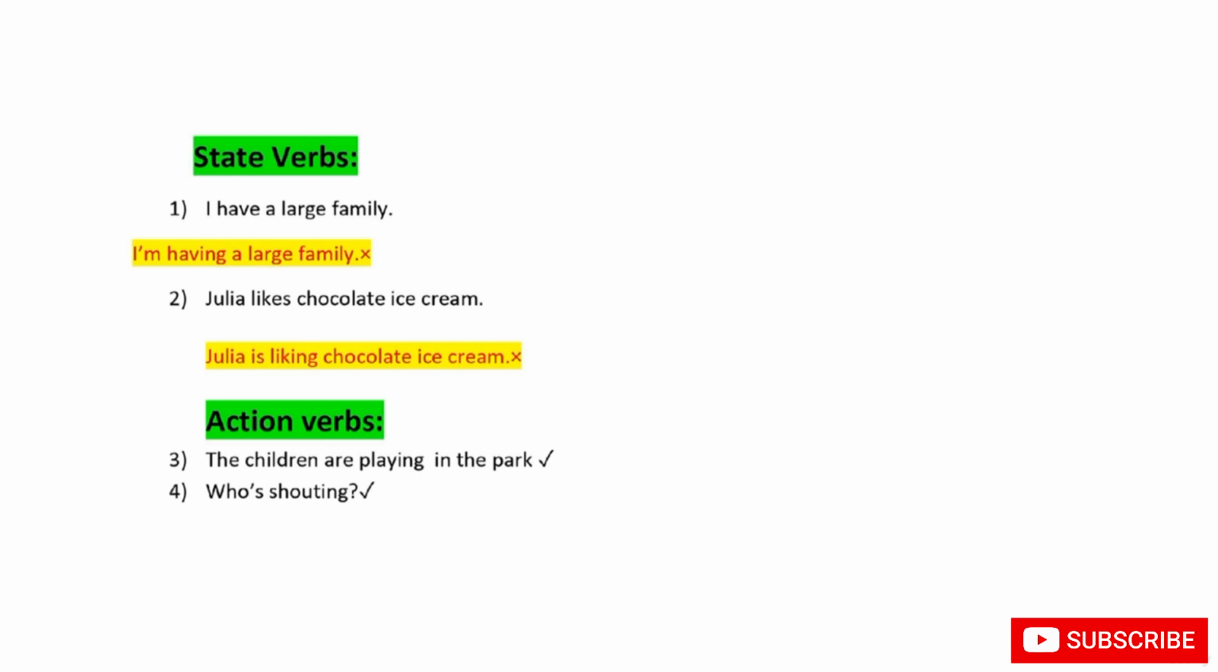Now we can say, the children are playing in the park, or who's shouting. Both of these sentences are correct because the verbs play and shout are physical actions. So we can use ing forms. But we cannot say, I'm having a large family, or Julia is liking chocolate ice cream. Both of those sentences are wrong. There are common mistakes that some students make. Some students use ing forms with state verbs. Please don't make that mistake. And remember, no continuous forms with state verbs.